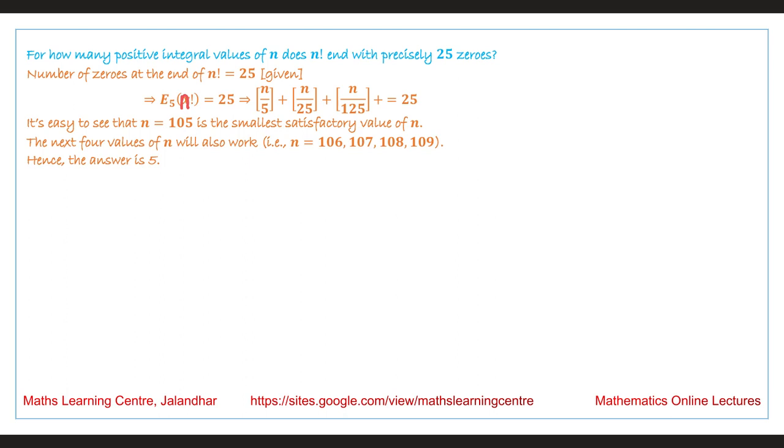Next is: for how many positive integral values of n does n factorial end with precisely 25 zeros?